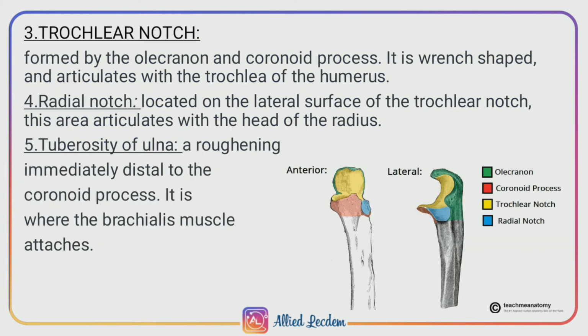Next is the trochlear notch, which is formed by the olecranon and coronoid process, and it articulates with the trochlea of the humerus. Next is the radial notch, which is located on the lateral surface of the trochlear notch. This area articulates with the head of the radius. Next is the tuberosity of the ulna, which is a roughening immediately distal to the coronoid process.